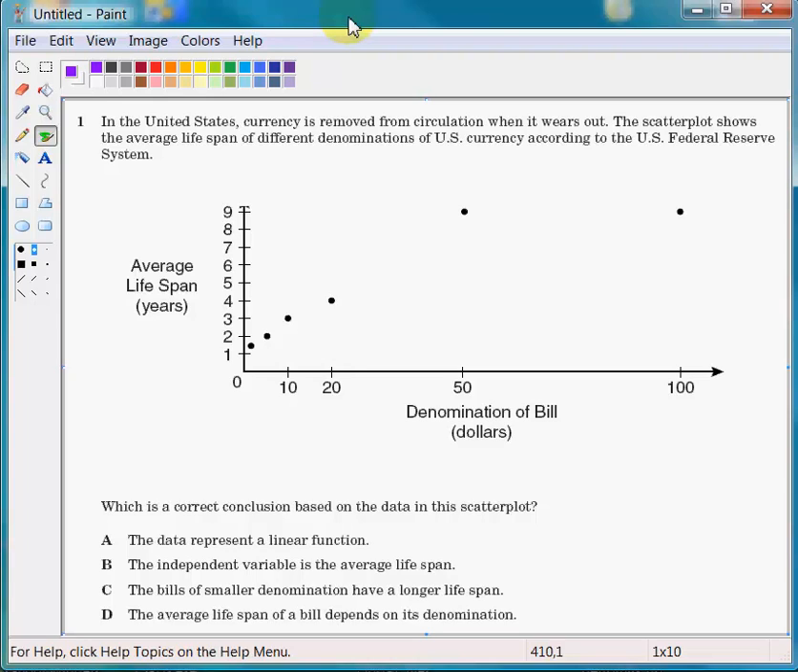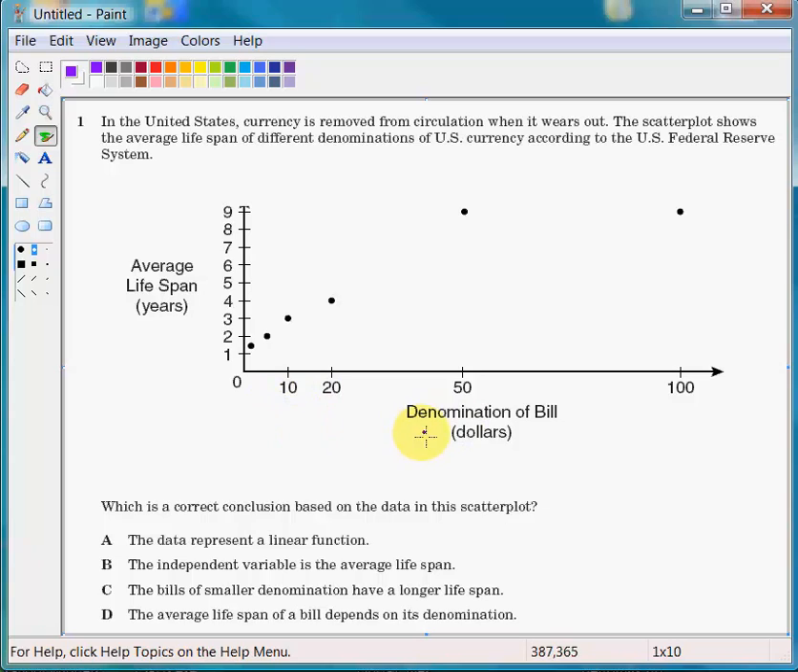This problem is from Objective 2 of the recently released TAKS questions. In the United States, currency is removed from circulation when it wears out. The scatter plot shows the average lifespan of different denominations of U.S. currency according to the U.S. Federal Reserve System. And we do have a scatter plot.